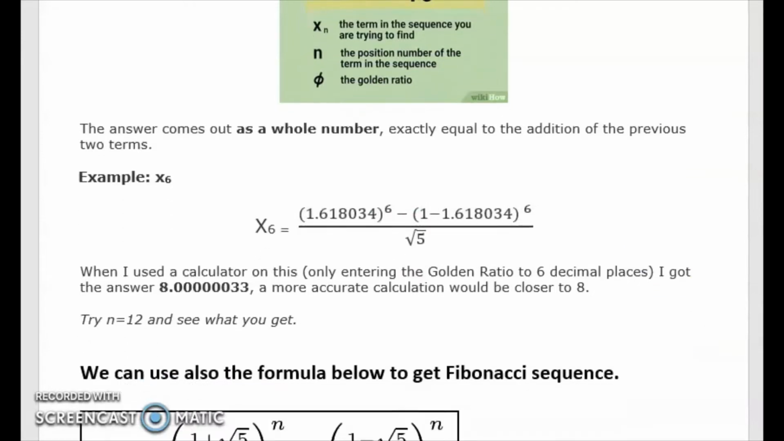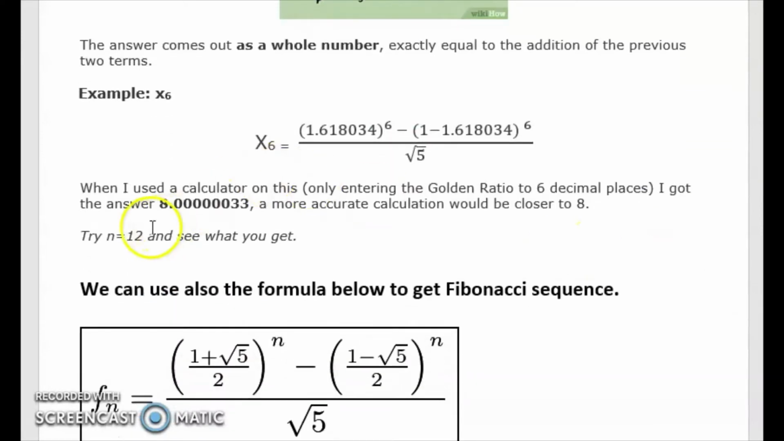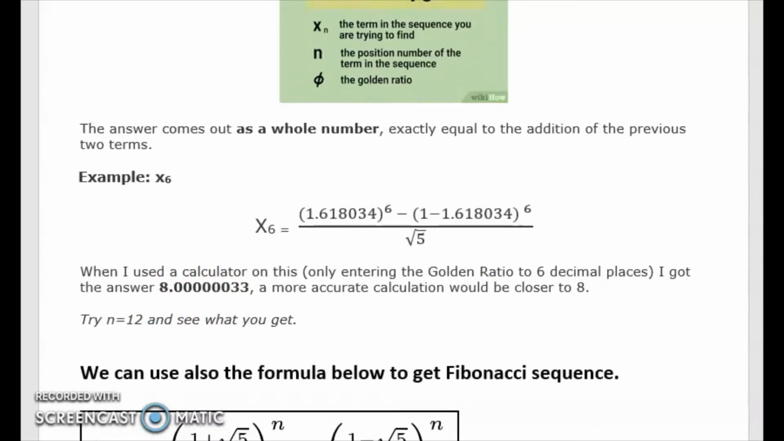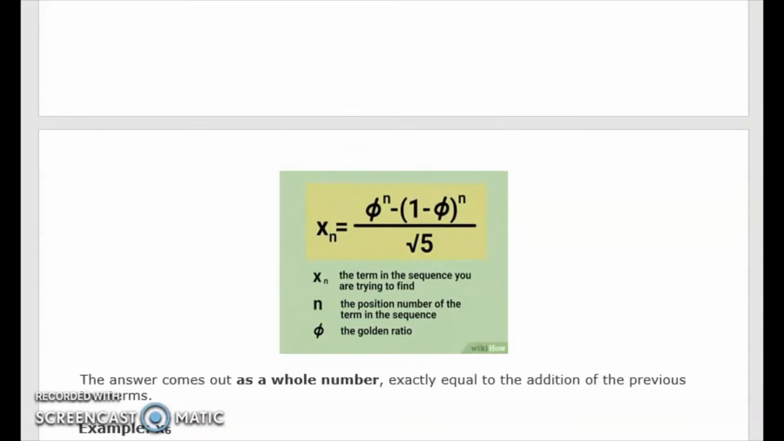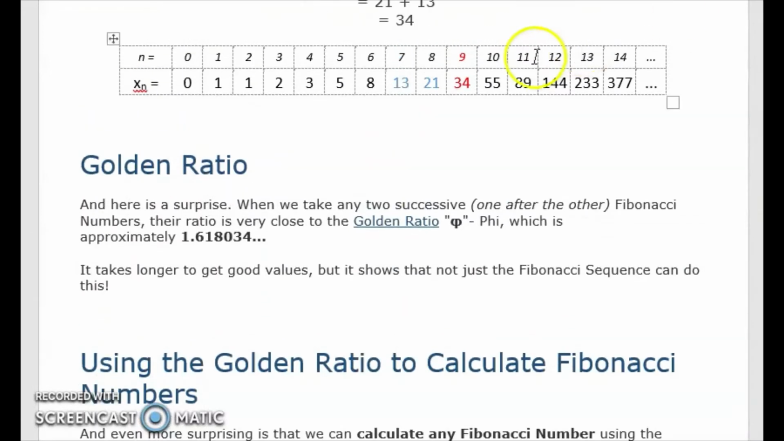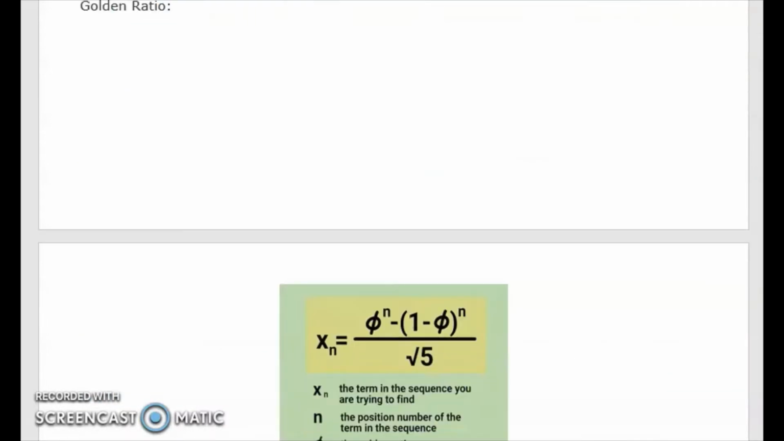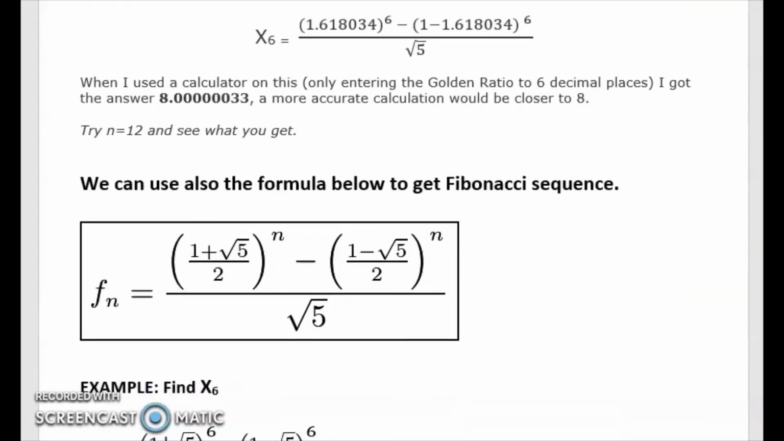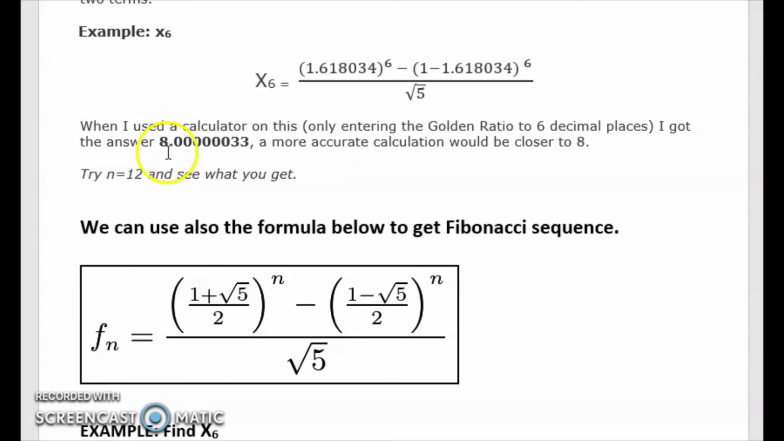Okay, so when we simplify, we will get 8.000033. Rounding it to the whole number, we just get 8. So what is the sixth term? Going back to the table below, the sixth term is 8. Okay, so we get the correct answer.